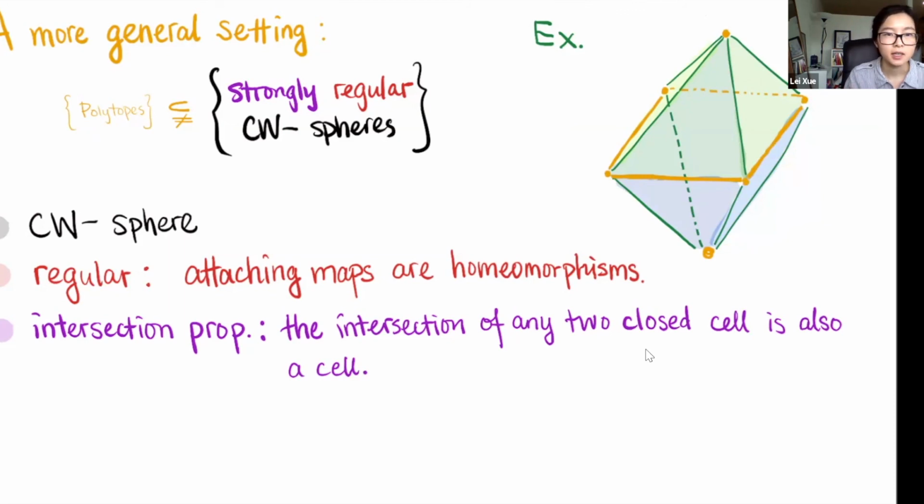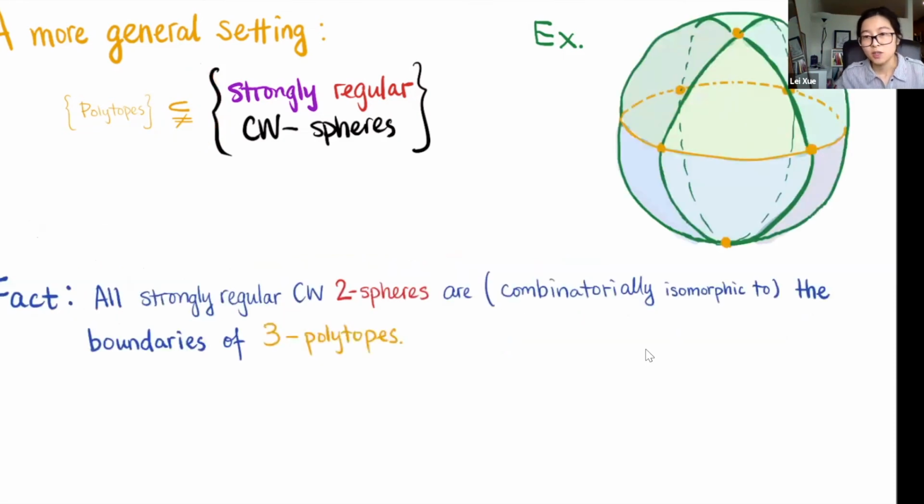And one might ask if it's always true. Well, a good guess will be no, because I already put this mark over here. But if you try to visualize it, you might want to believe that it sounds about the same. And when you visualize it, you might be right, because you can only visualize up to dimension 3. So in 3 dimensions, it's true that if you have a strongly regular CW 2-dimensional sphere, then it's combinatorially isomorphic to the boundary of a 3-dimensional polytope.